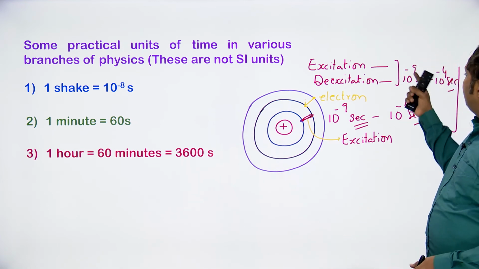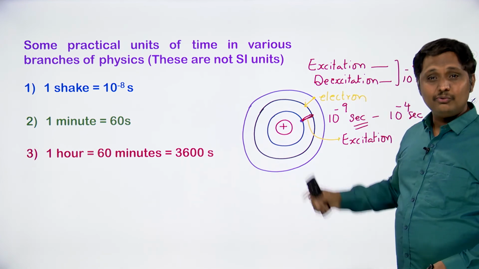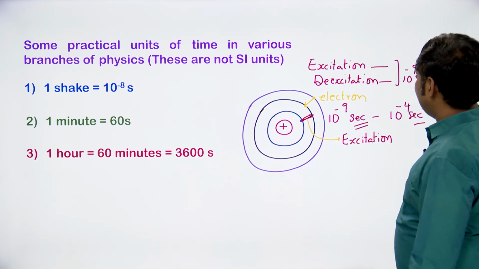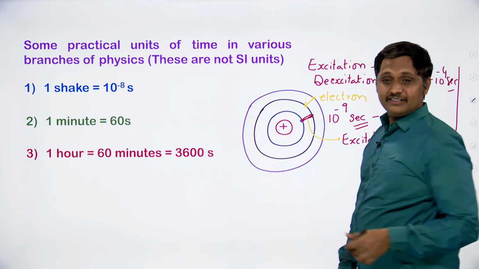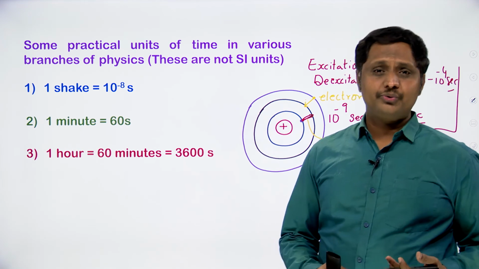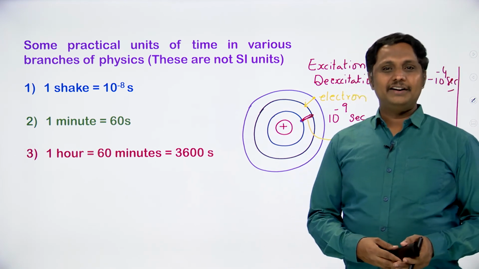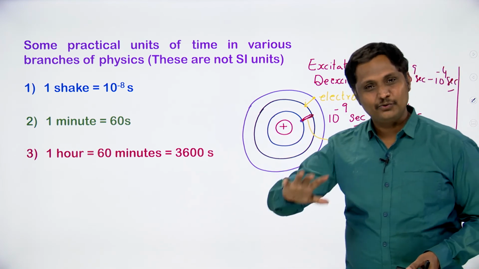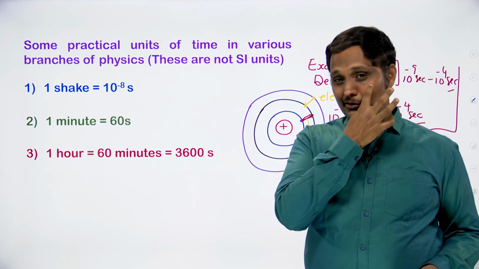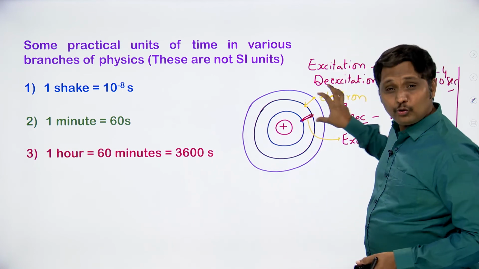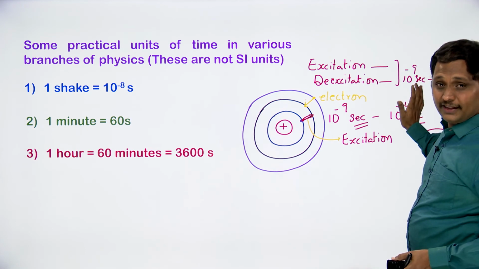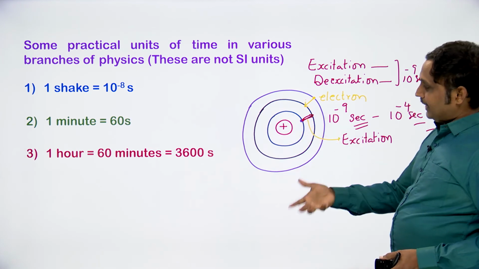It takes a time of around 10 power minus 9 seconds to 10 power minus 4 seconds. Within that period of time it will excite and de-excite. What is the need? You know very well, in order to gain or lose energy to maintain stability, whenever it has an excessive amount of energy, it has to be released. No doubt at all. So, all these microscopic interactions are going to be expressed in terms of these multiples and submultiples. Yes or no? It is very clear.